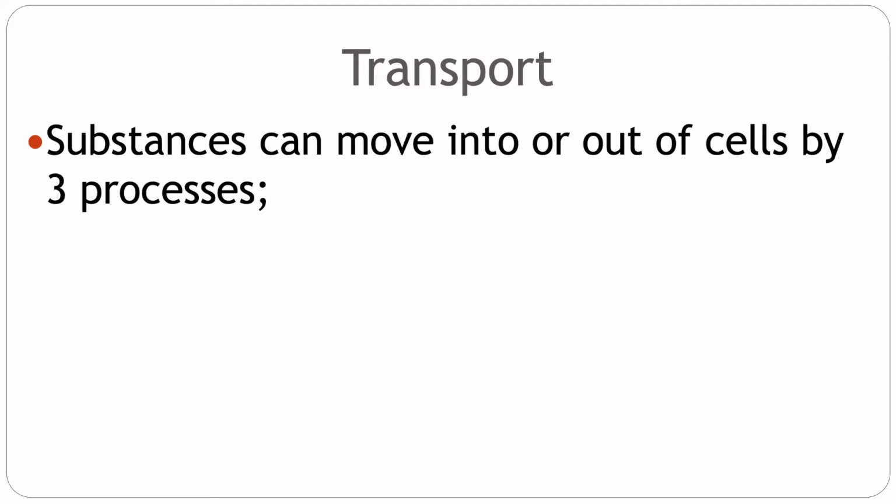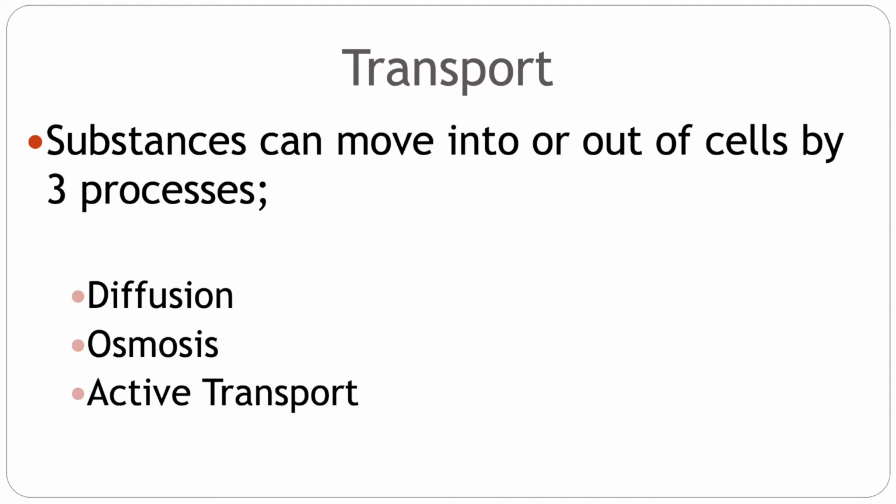So transport can move in and out of cells by 3 different methods. So we have diffusion, osmosis, and active transport. Diffusion and osmosis are both described as passive methods of transport. Passive transport of materials doesn't involve any energy expenditure by the organisms for the process to take place, but active transport would need some energy.